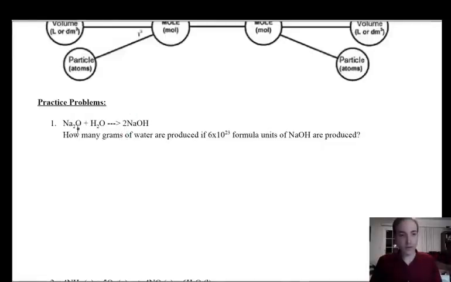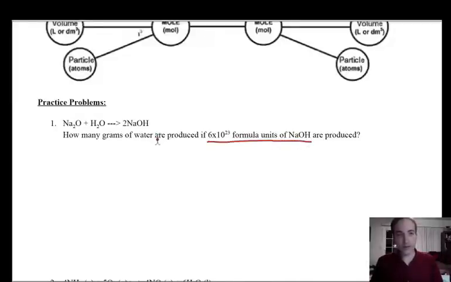So we have sodium oxide combined with water, which produces sodium hydroxide. Okay, it's balanced. We're good to go. So let's look at the question. It says, how many grams of water are produced if 6 times 10 to the 23 formula units of sodium hydroxide are produced? Okay, well, first I have to look at my given value. So our given value here is 6 times 10 to the 23rd formula units of sodium hydroxide.